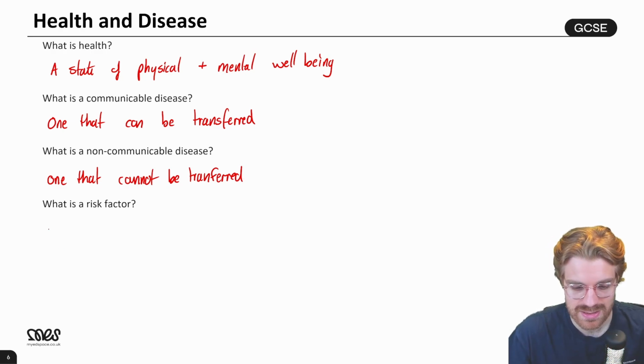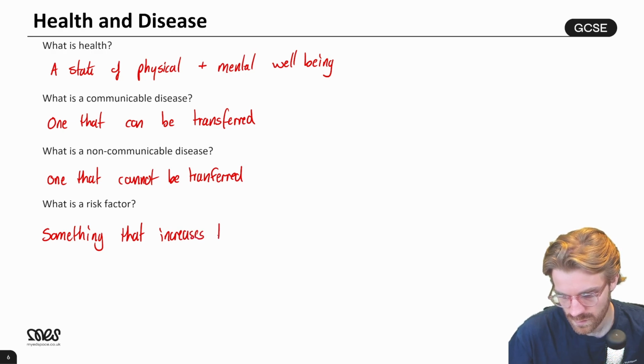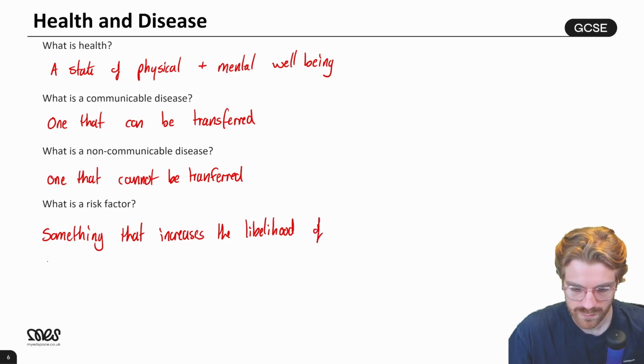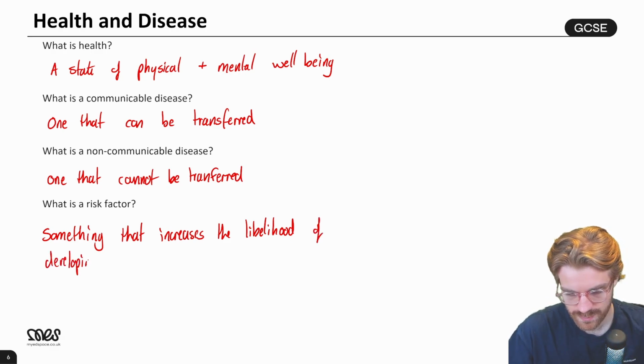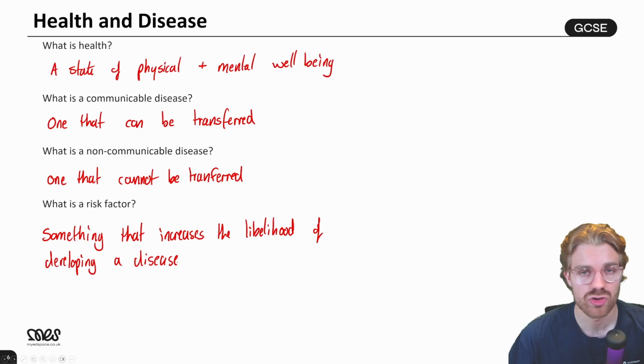A risk factor is something that increases the likelihood of developing a disease. It doesn't necessarily guarantee that you will develop that disease, but it increases the chance of developing that disease. There are lots of risk factors. We can think of things like smoking, drinking alcohol, diet, lack of exercise, stress, lack of sleep. Those are all examples of risk factors.